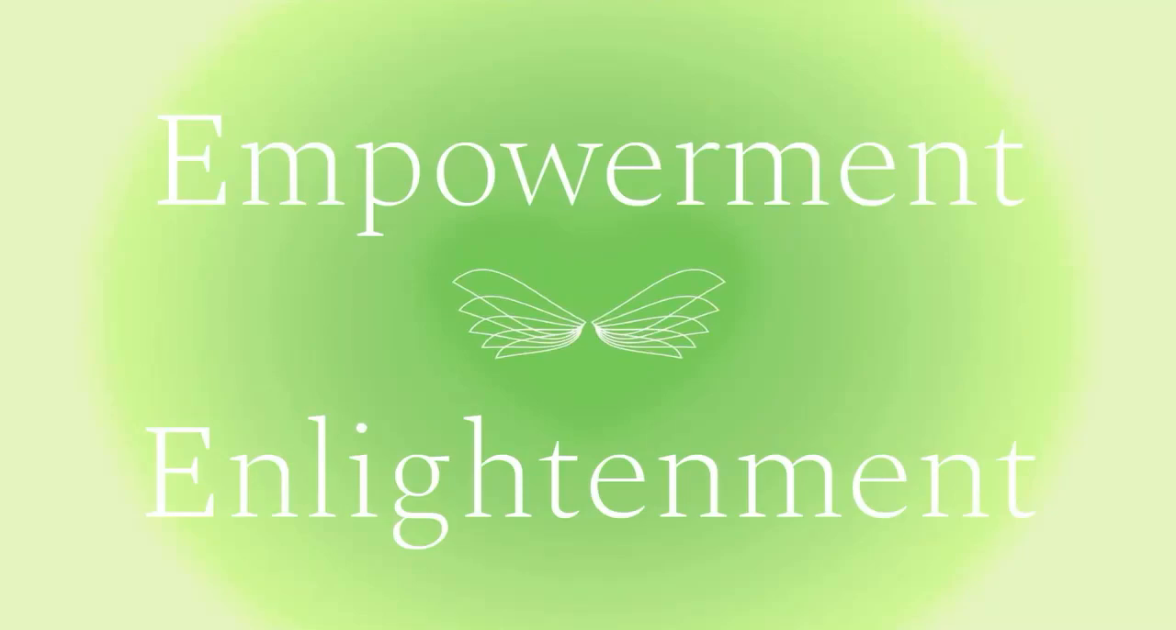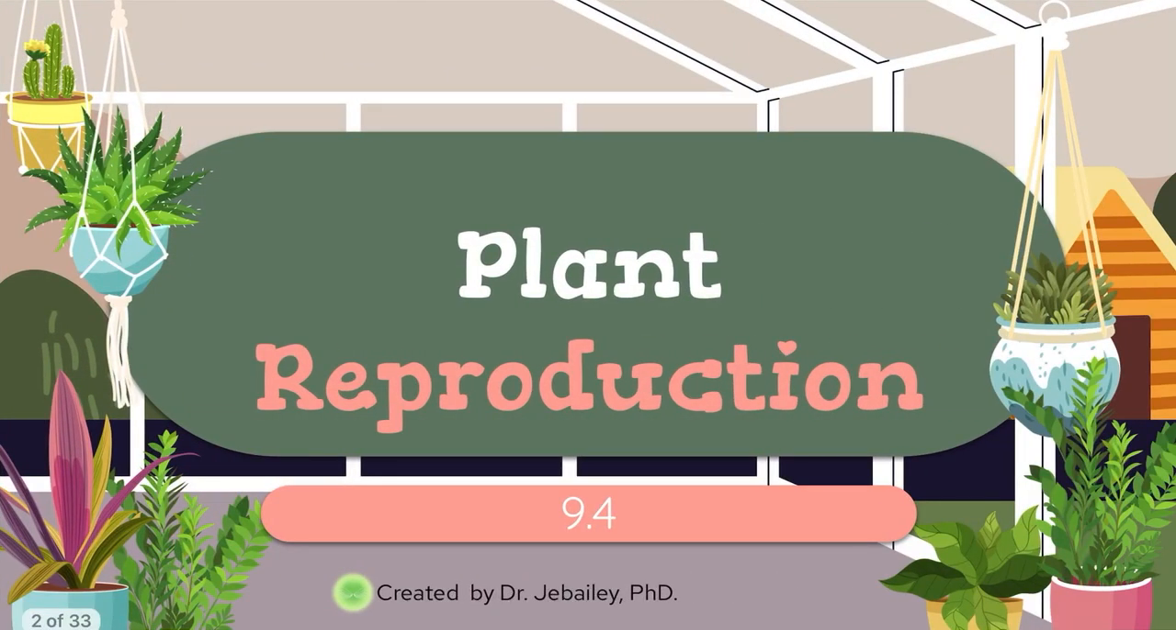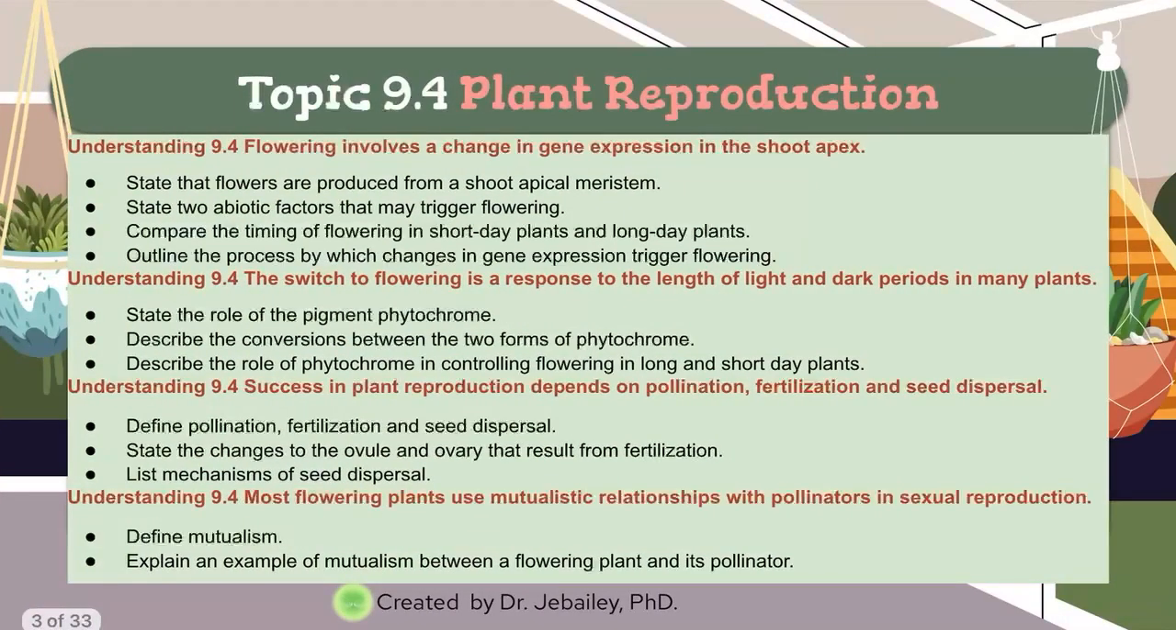Hi, this is Dr. Jabali, and in this video we're going to focus on topic 9.4, which is all about plant reproduction. Here are some of the things that we're going to target. We're going to target flowering and gene expression. We're going to talk about how switching to flowering depends on the length of the light and dark period. We are actually going to talk about pollination, fertilization, and seed dispersal.